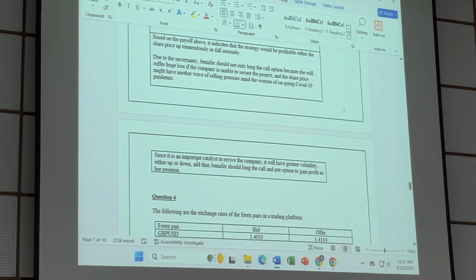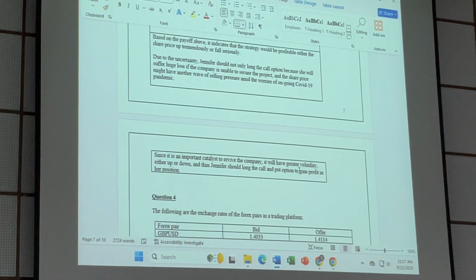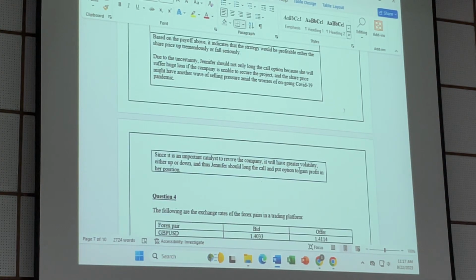Okay, since it's an important catalyst to revive the company, if you have a greater volatility, either up or down, you should use a trader strategy: long the call and long the put. So you don't need to name it like strangle. You just need to know what you need to do. Okay, long what, short what, or long both. So this one is long the call and long the put.